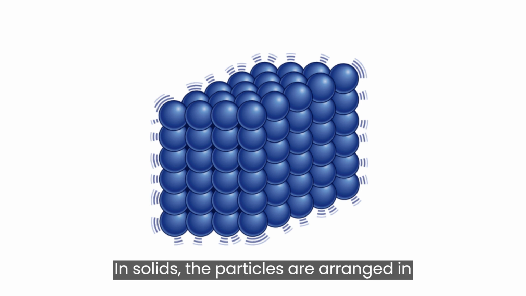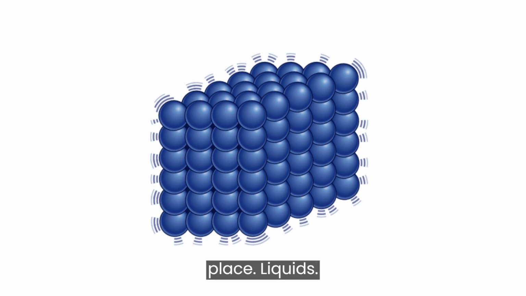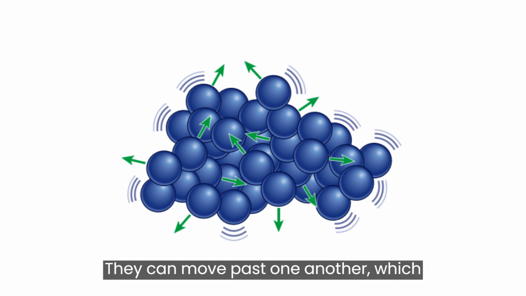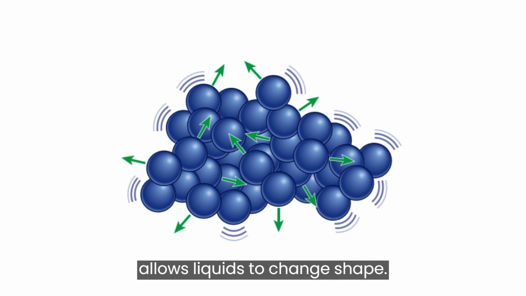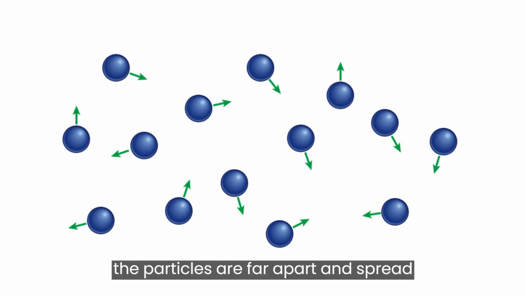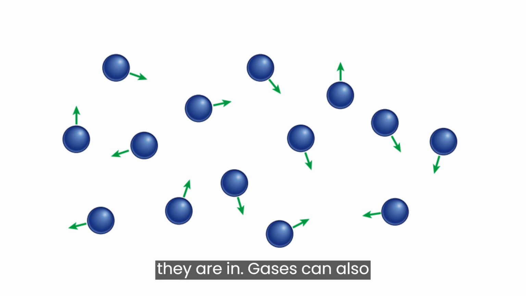Solids. In solids, the particles are arranged in a fixed pattern and held together strongly, which is why solids have a fixed shape. The particles can vibrate, but they stay in the same place. Liquids. In liquids, the particles touch each other and are held together weakly. They can move past one another, which allows liquids to change shape. Gases. And in gases, the particles are far apart and spread out by themselves, filling up the space they are in. Gases can also change shape, folks.